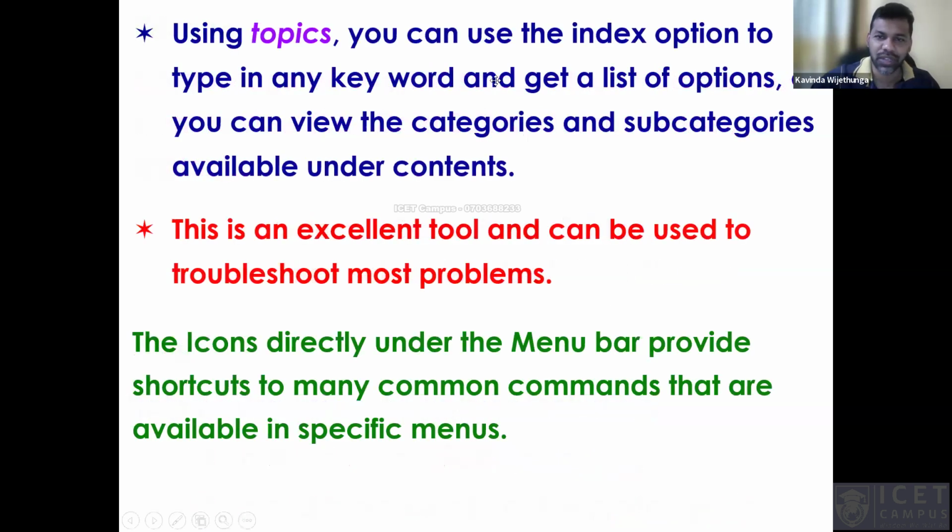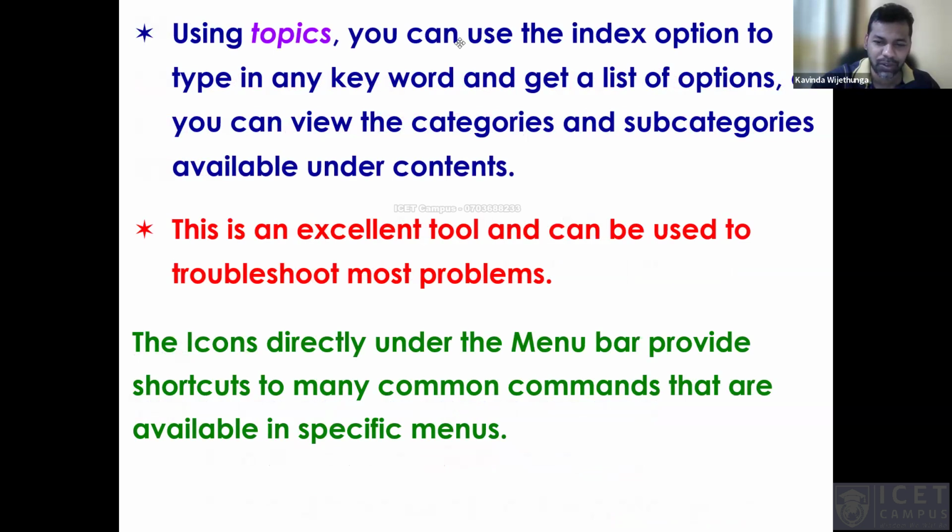Using Topics, you can use the index option to type a keyword to get a list of options, or you can view categories and subcategories available under Contents. This is an excellent tool that can be used to troubleshoot most of the problems. This is about the Help menu.